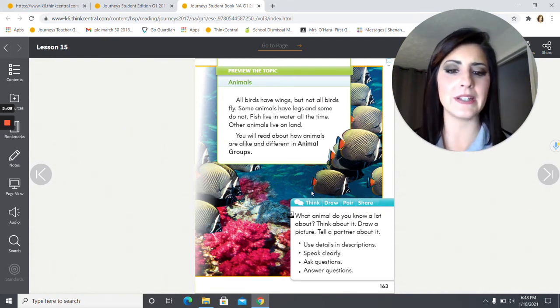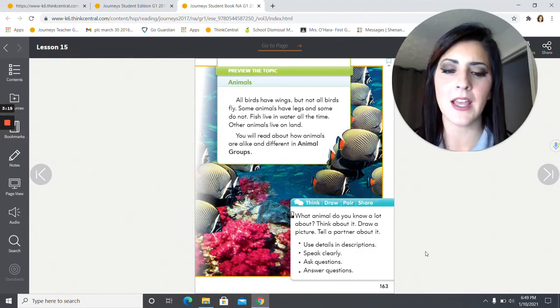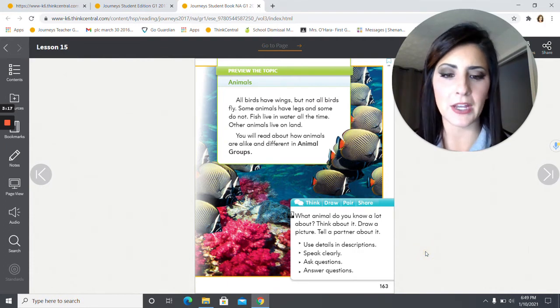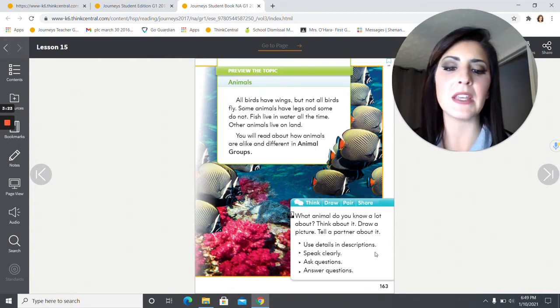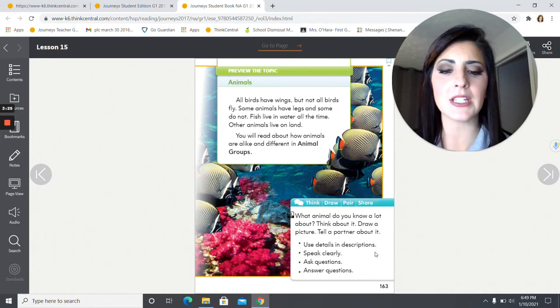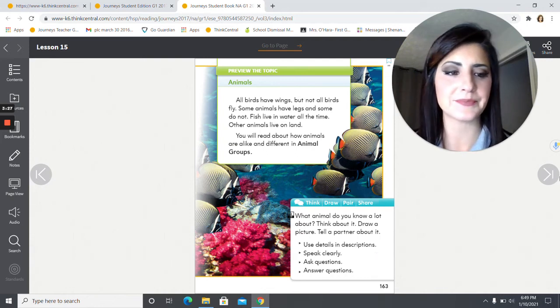And today we are going to be doing think, draw, pair, share. It says, what animal do you know a lot about? Think about it. Draw a picture and tell a partner about it. So you're going to be telling your teacher about it. It says use details, speak clearly, ask questions, and answer questions.